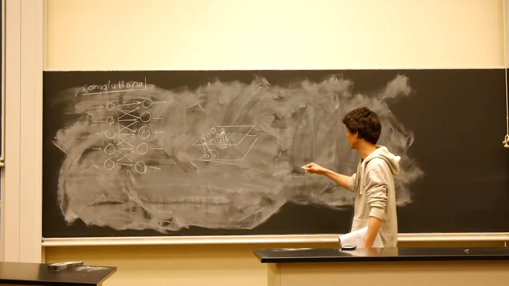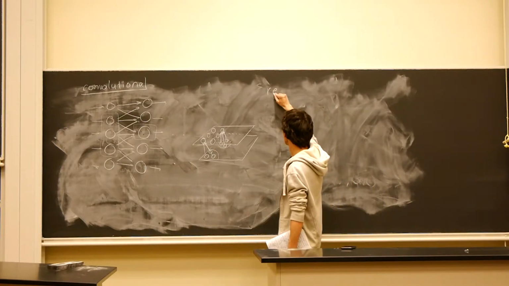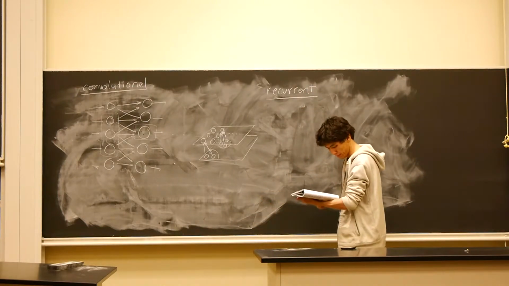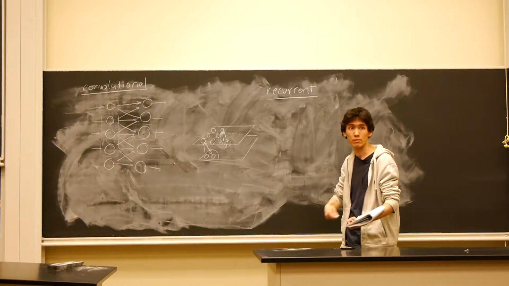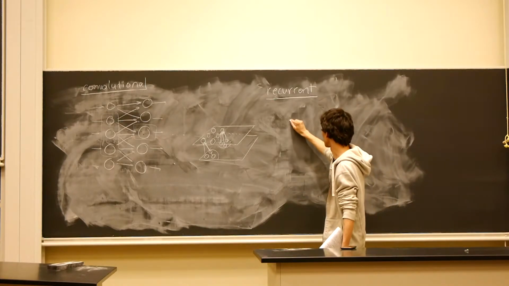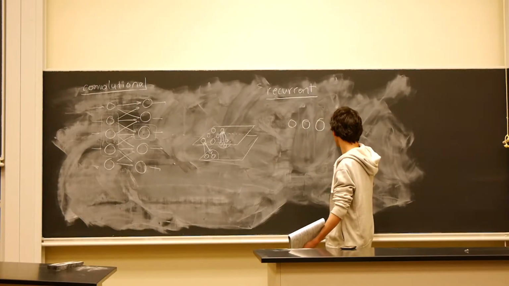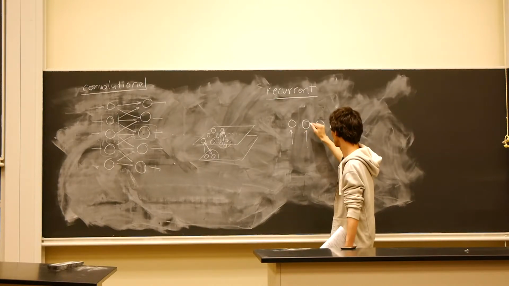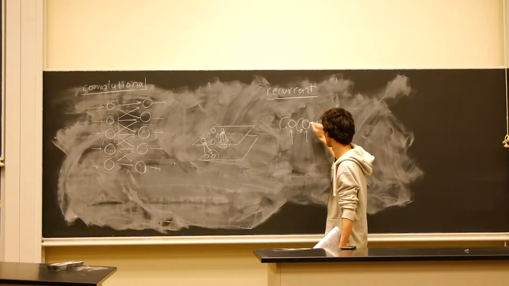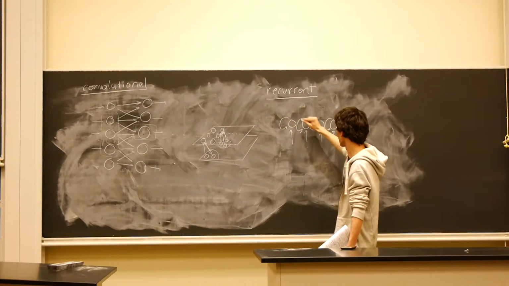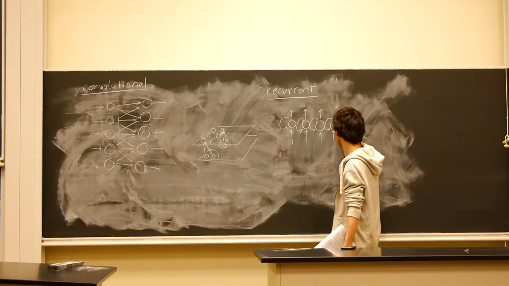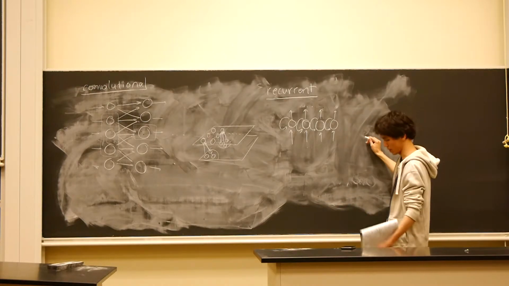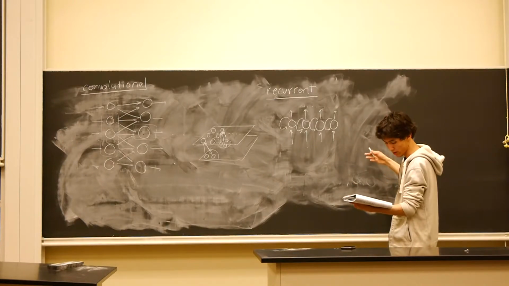There are lots of other kinds as well. Another common one is recurrent. And these are basically neural networks with cycles in the network. So I can have something like this, or I can have slightly more complex scenarios.